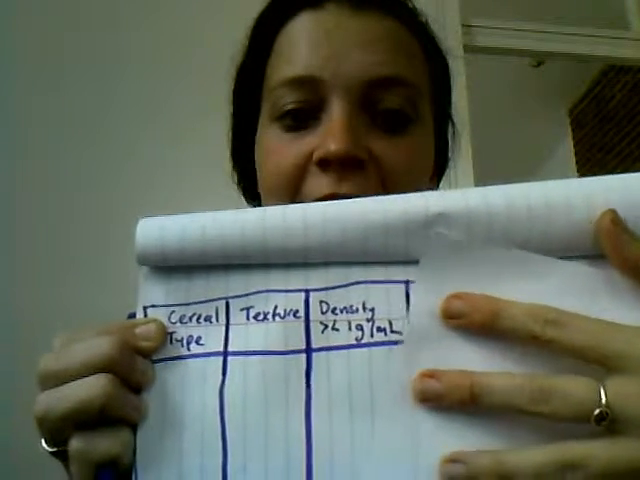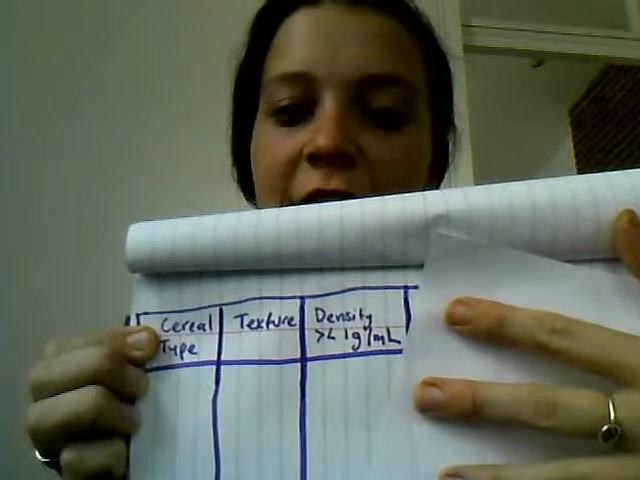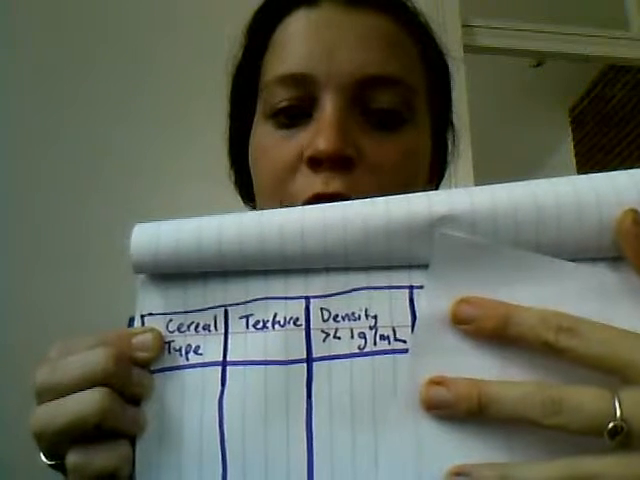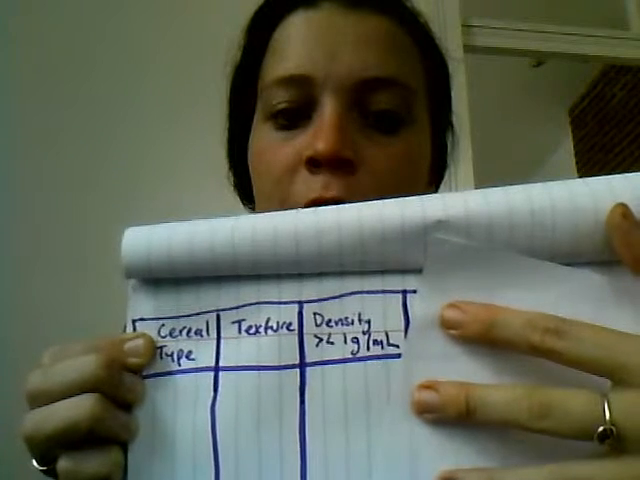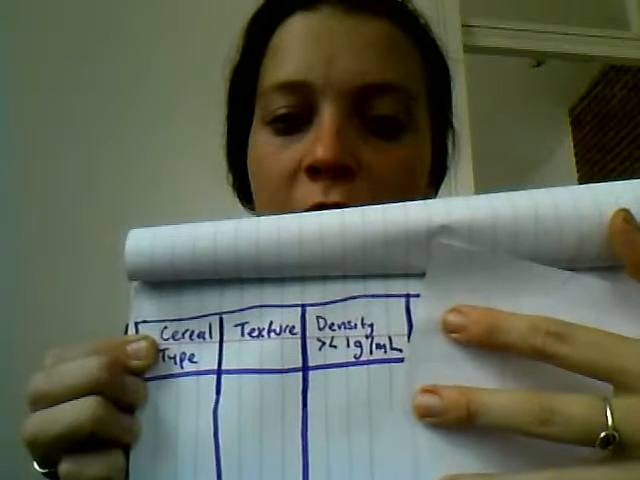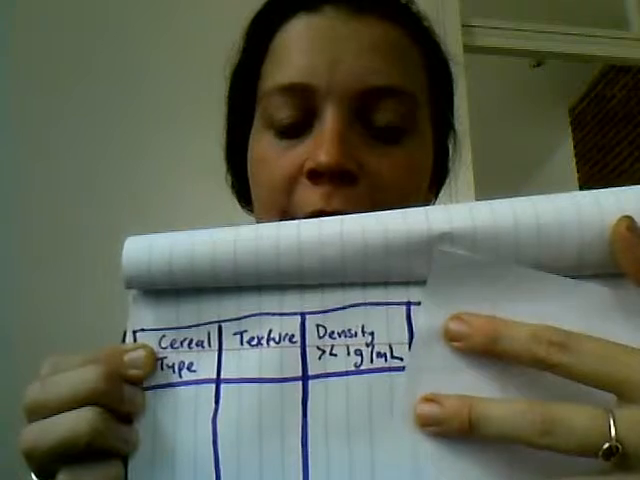The next one is density, and that's a greater than or less than sign, 1 gram per milliliter. So you're going to write greater than or less than 1 g/mL, because gram per milliliter. You're going to compare the density of your cereal relative to water. So for this part, all you're going to do is take your sample and drop it in to your water. If it floats, it's less than 1, and if it sinks, it's greater than 1.